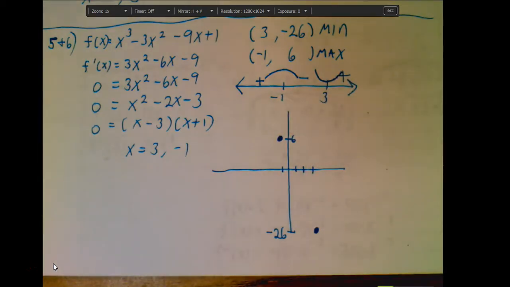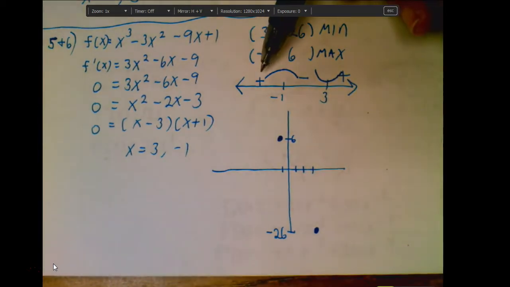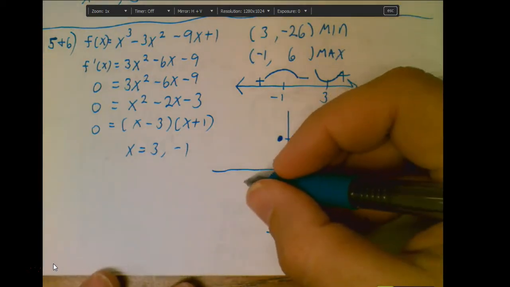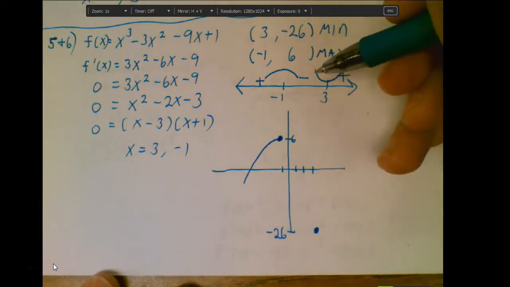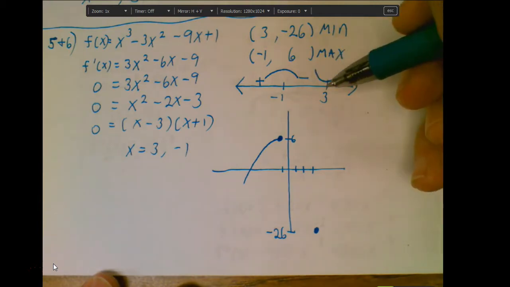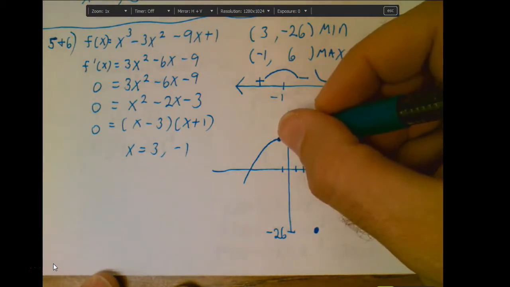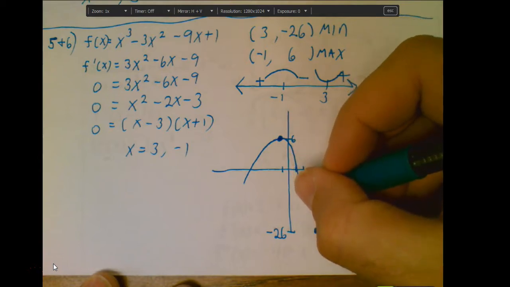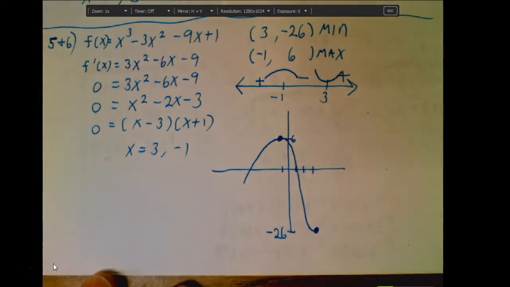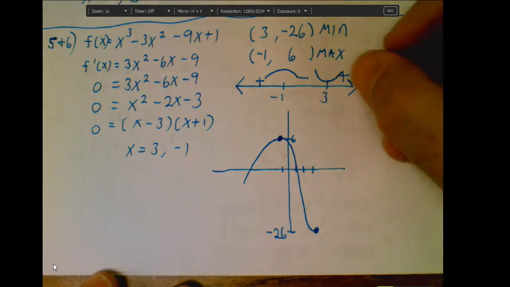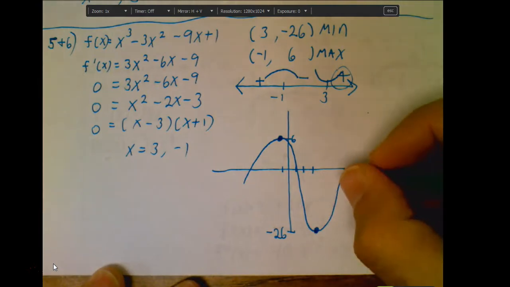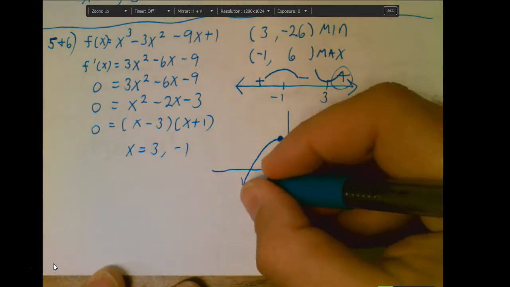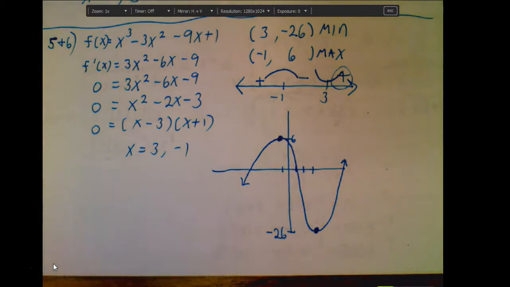So I know those are stationary points, and I know to the left of negative 1 it was increasing. So I was increasing. I then hit my 0 slope. Now I am decreasing all the way to this point. I then have another 0 slope, and then to the far right, you can see right here, now I am increasing again. And there's my graph.